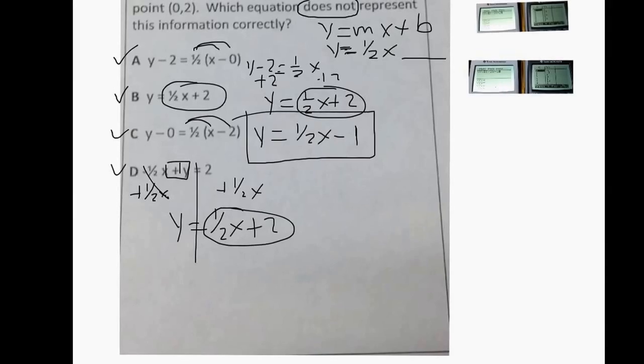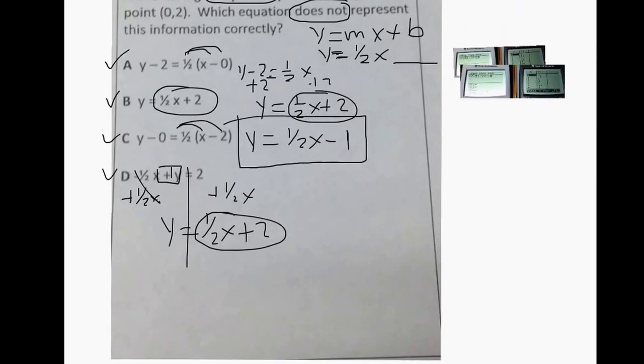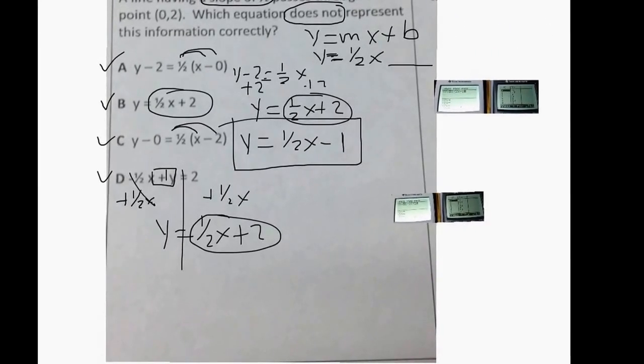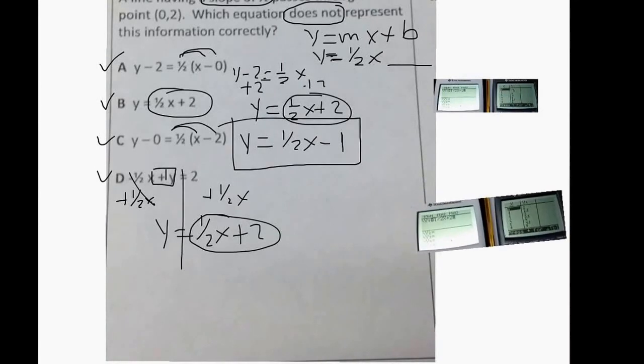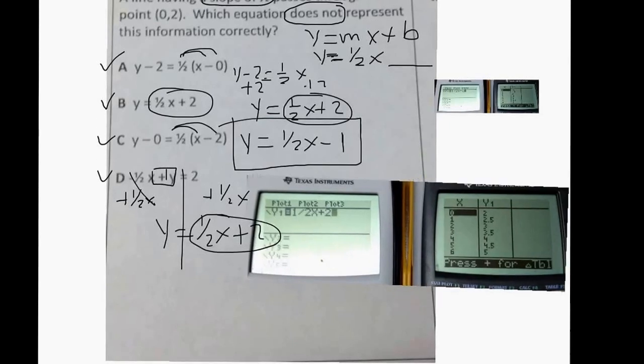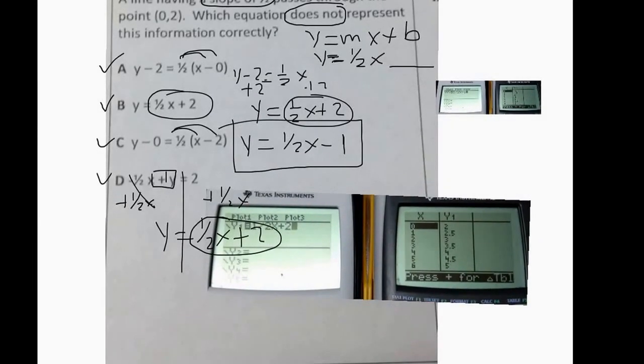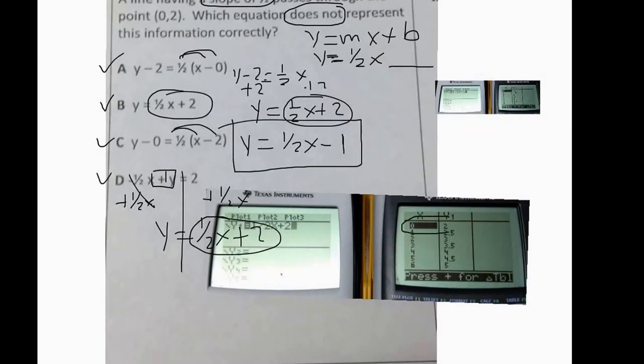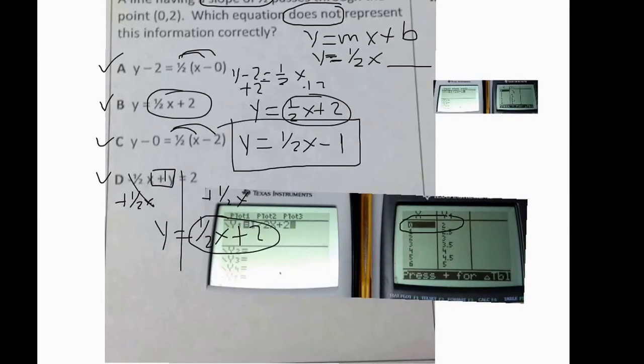So the next thing I did was I took my graphing calculator and I typed in 1/2 x plus 2, and then I went to the table, and once I got to the table, you can see that this has (0, 2) in there. So that further cemented that this met both criteria, which makes those the wrong answer, because again, we were looking for the one that does not represent it.